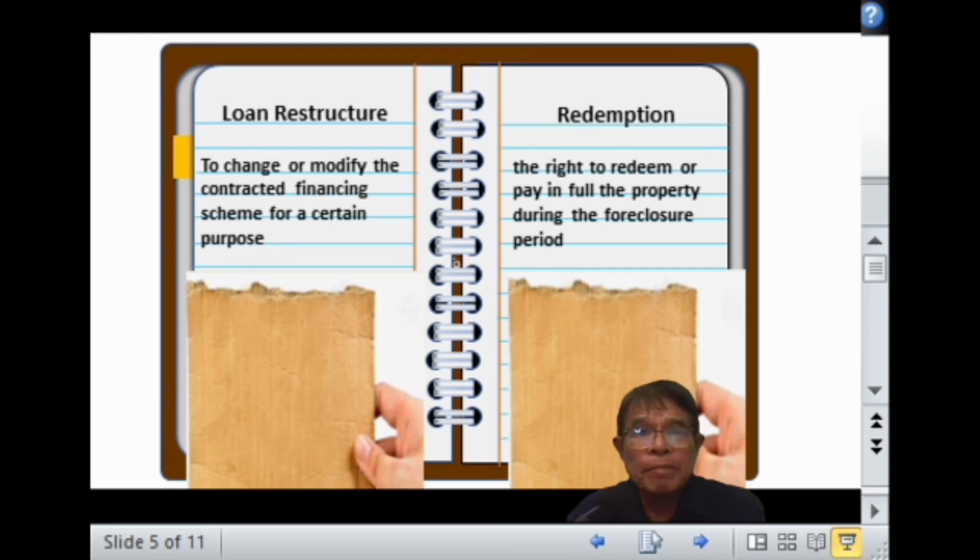So that's the difference. In the loan restructure, this could be due to changes in the finances of the buyer over time. If substantial payment has been made and is a good payer, loan restructure is usually allowed upon the request of the buyer. But in case of redemption, the buyer has only 1 year to pay in full before the lending institution can finally foreclose the property or take it back. Many distressed buyers use this 1 year redemption period to sell the property.